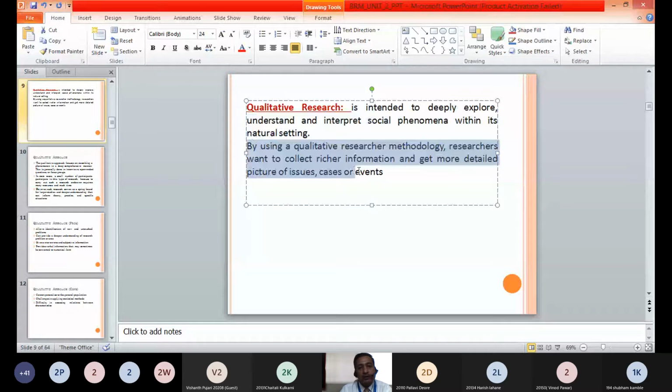By using qualitative research, researchers want to collect richer information and get a more detailed picture of issues, cases or events. So qualitative research will help researchers to collect rich, in-depth information about a particular event, issue, case or phenomenon. In short, qualitative research will help the researcher go into the details of a particular issue, event, case or phenomenon by collecting qualitative data, qualitative aspects.